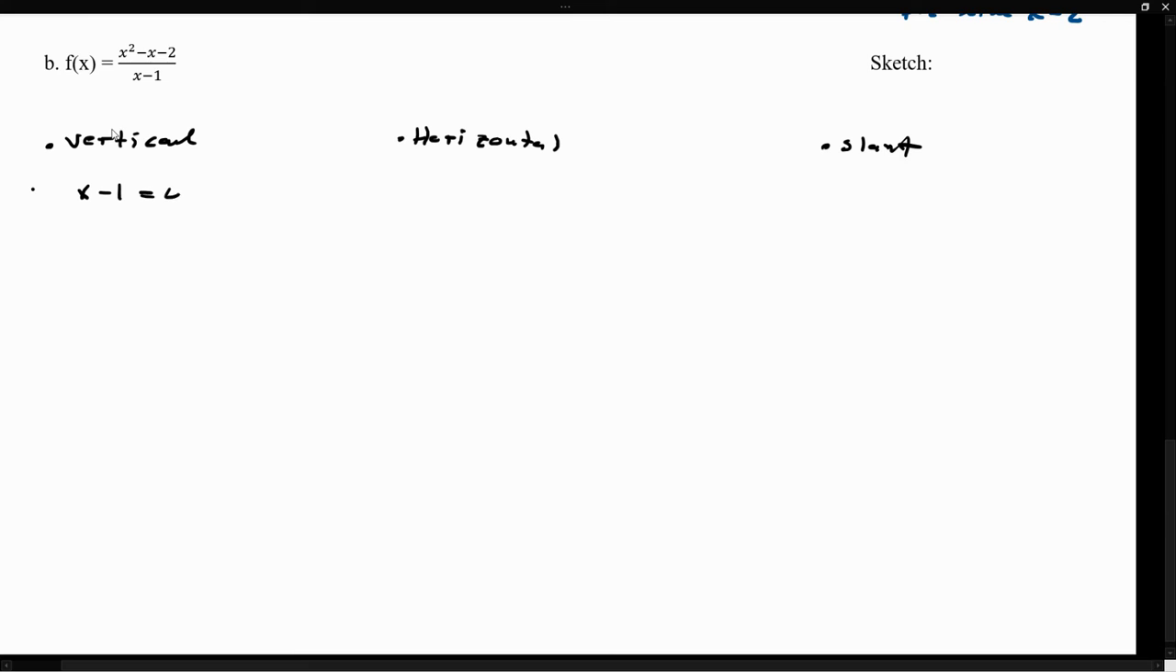So for the vertical, again, we just set our denominator equal to 0. So x minus 1 equals 0. Let's add 1 to it. So I should expect to have a vertical asymptote exactly at x equals 1. For the horizontal, notice that the degree of the numerator is larger than the degree of the denominator. Since this is the case, we have no horizontal asymptote.